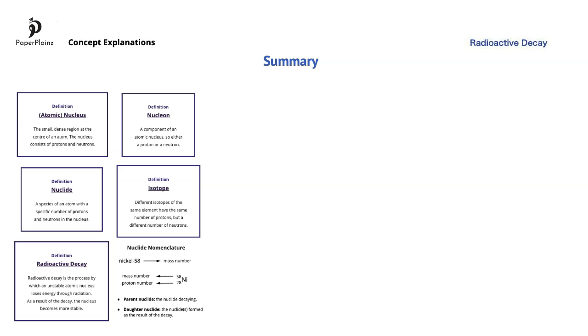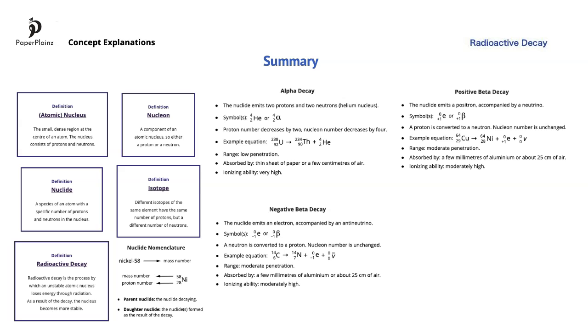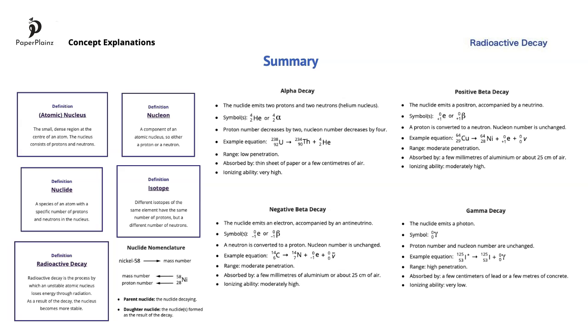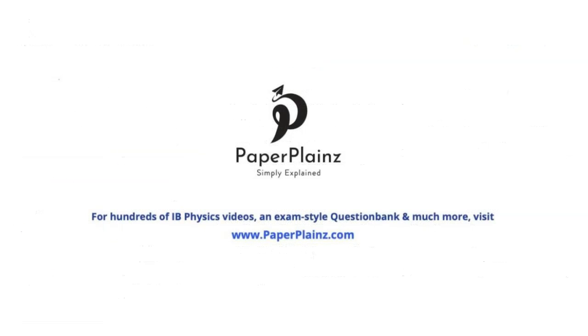Next, we learned about 4 types of decays: alpha decay, negative beta decay, positive beta decay, and gamma decay. As you can see, for each type of decay, we discussed what is emitted by the nuclide, the symbol of the decay, any changes to the proton number and the nucleon number. We provided an example decay equation, and finished up with the range, absorption, and ionizing ability of each decay. This completes our discussion about radioactive decay. In the next video, we'll learn about half-life.